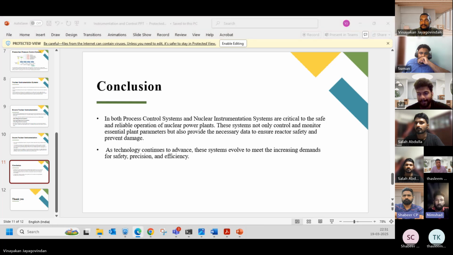So both the process control system and the nuclear instrumentation system are critical to the safe and reliable operation of an NPP. These systems not only control and monitor essential plant parameters, but also provide the necessary data to ensure reactor safety and prevent damage. As technology continues to advance, these systems evolve to meet the increasing demand for safety, precision, and efficiency. So that's it. Thank you.